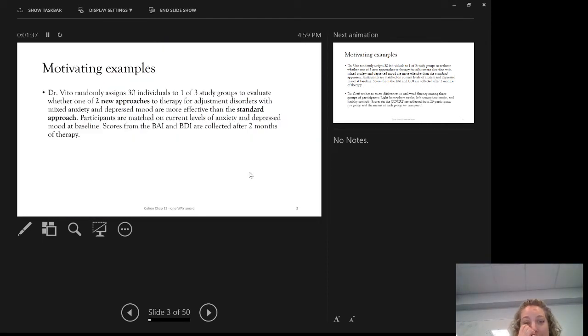So here's an example. Try to pick out what is different about this versus what we've done up till now. Dr. Vitro randomly assigns 30 individuals to one of 3 study groups to evaluate whether one of 2 new approaches to therapy for adjustment disorders with mixed anxiety and depression moods are more effective than the standard approach. Any red flags? What's new?